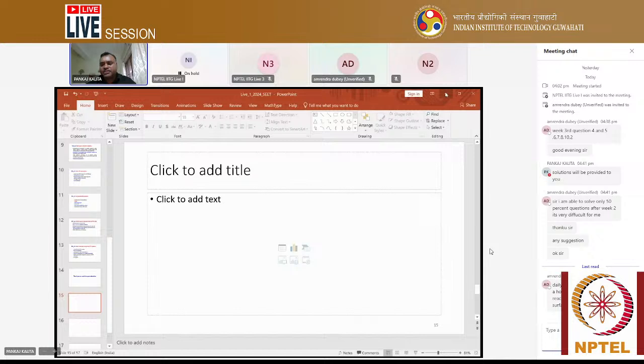And H naught bar, you know how to calculate it. It's a long expression you have to use, and that expression will give you H naught bar. Once you know these components, and if you know the particular locations where people have already calculated a and b, then you substitute those values there and find out Hg bar. That is the global radiation falling on a horizontal surface.